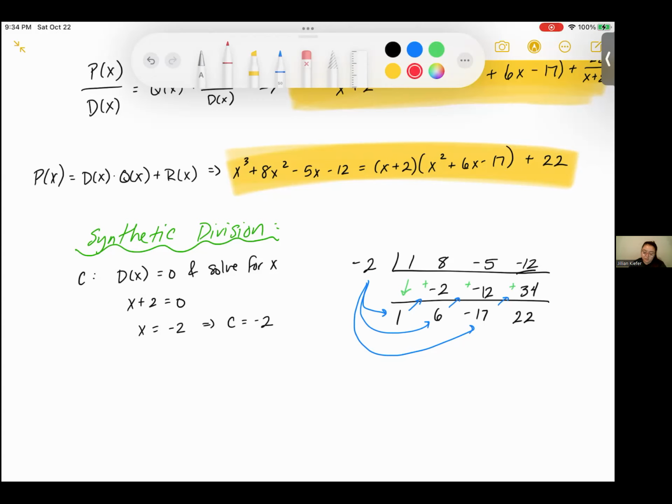So when you do synthetic division, it can be a lot faster, but you need to remember how to interpret your answer. That very final number there at the end is the remainder, R of x. Everything else is just the coefficients of the quotient.